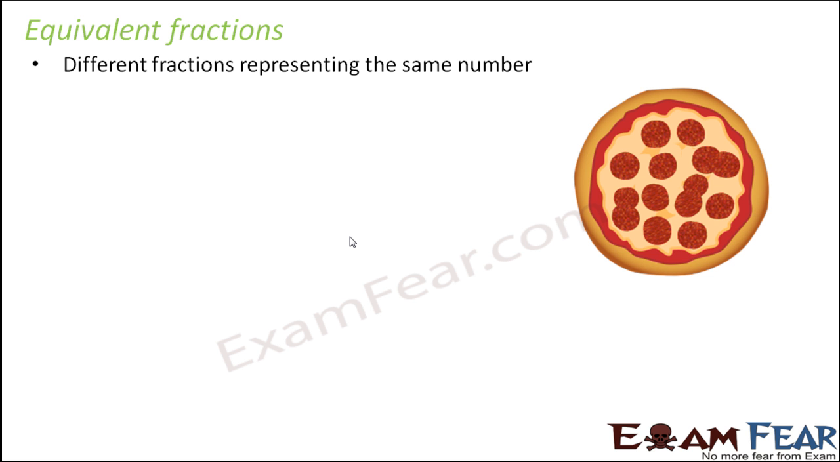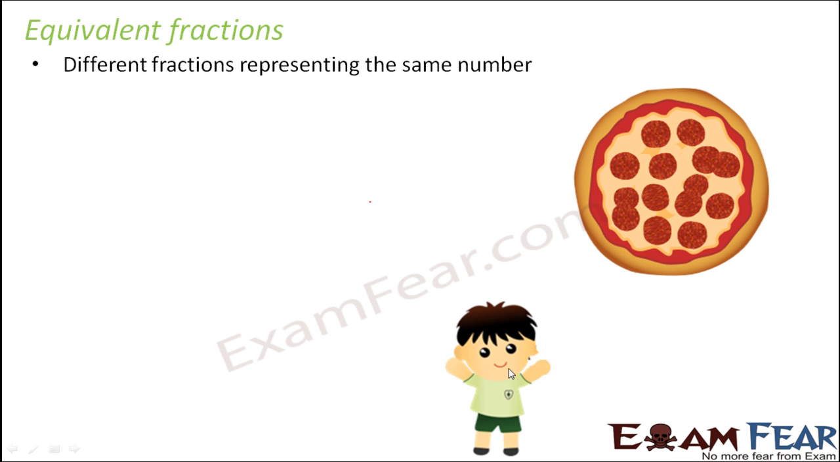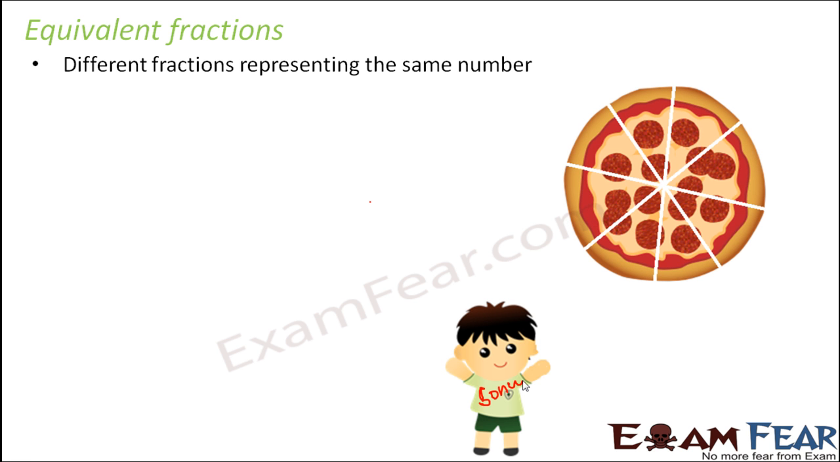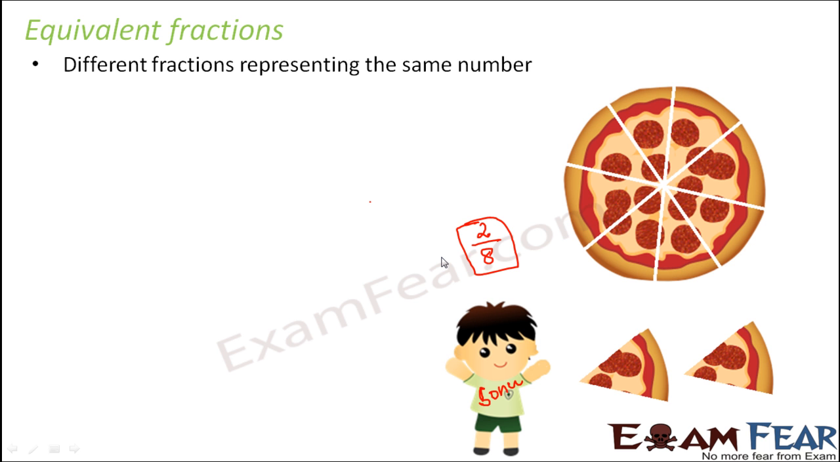Let's say that there is this pizza and there is this boy. Let's say his name is Sonu. So this is Sonu and this is a pizza. What does Sonu do? He is hungry and he wants to eat something. So he cuts this pizza into 8 equal slices, and then he eats 2 slices out of that. So what fraction of the pizza did he eat? 2 slices out of 8 slices. So 2 by 8. 2/8 of the pizza is eaten by Sonu.